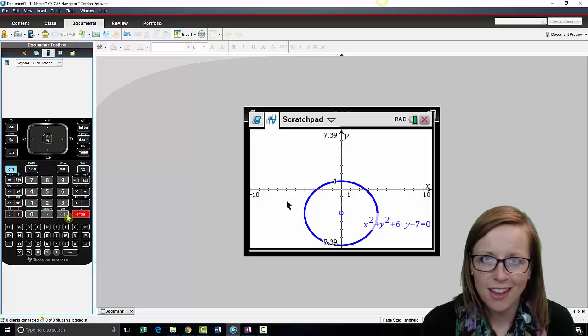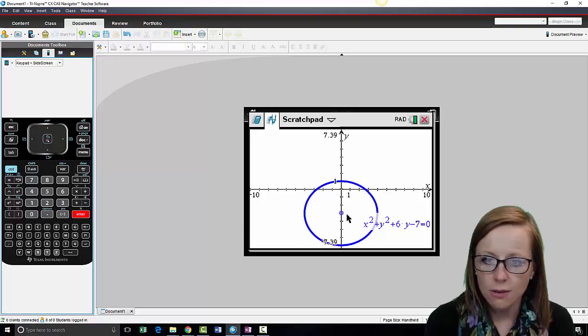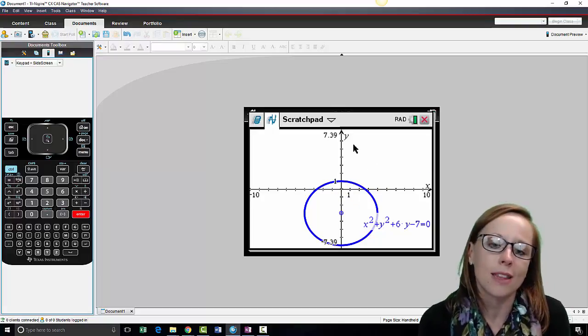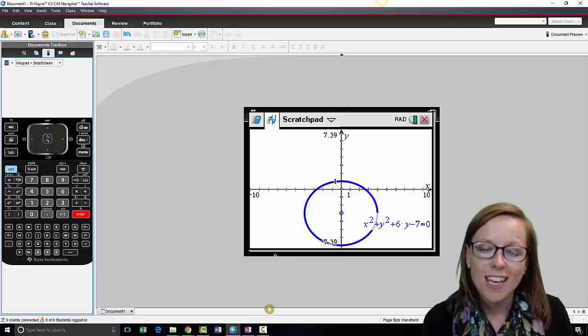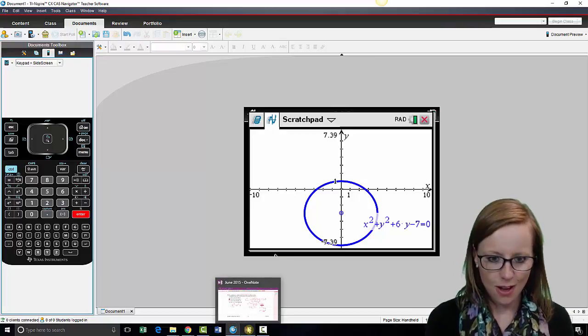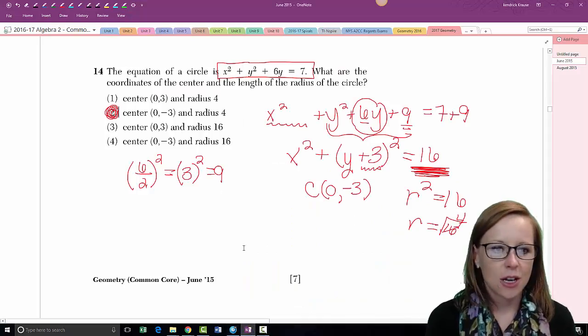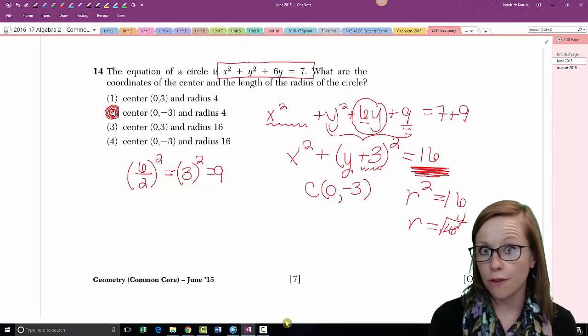Now here's the awesome thing. You can see the center right there. Can you see it? (0, negative 3). What's the radius? 1, 2, 3, 4. Nailed it. You can get it right without knowing how to do anything but use your calculator, which is awesome. Okay. Yay. So that's twice, two different ways.